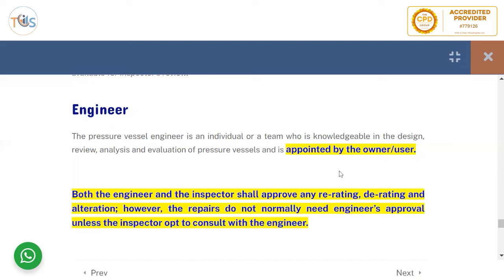The engineer is appointed by the owner-user and has enough knowledge in the design, review, analysis, and evaluation of pressure vessels. Why does the API say appointed by the owner? Because if the API dictated what the engineer should be, the owner-user could always say, we got the guy you told us to get, and now he made a mess of it, so you are involved. That's why API doesn't want to get involved with this. It says it's the responsibility of the owner to get a qualified person as an engineer.